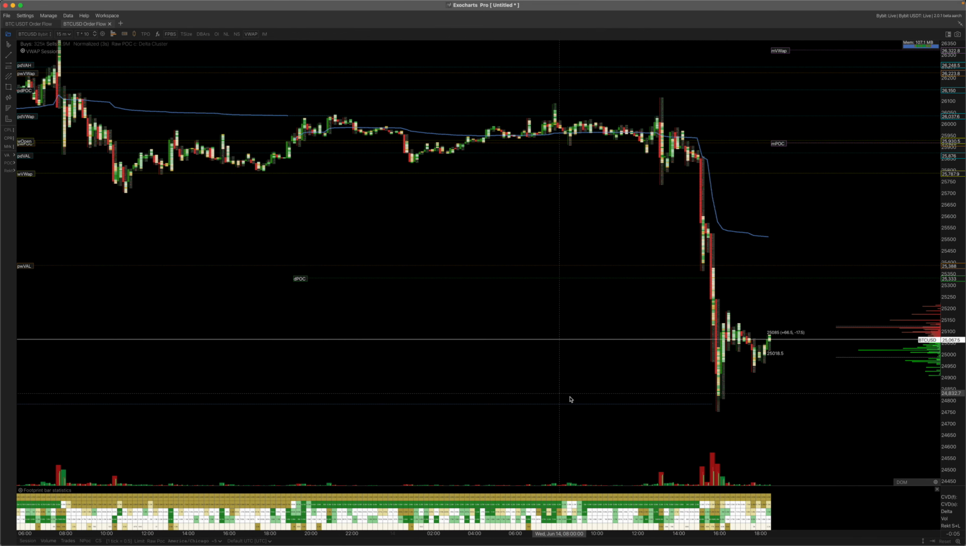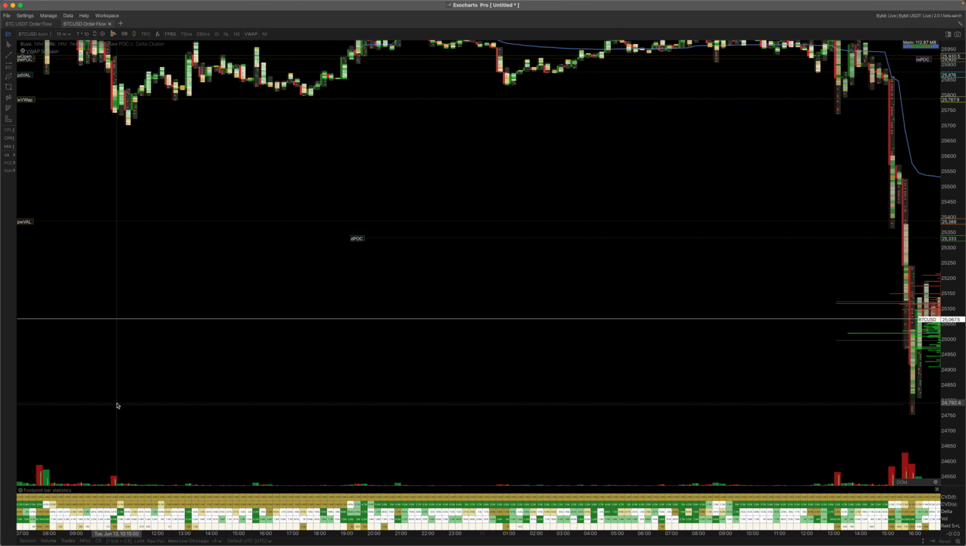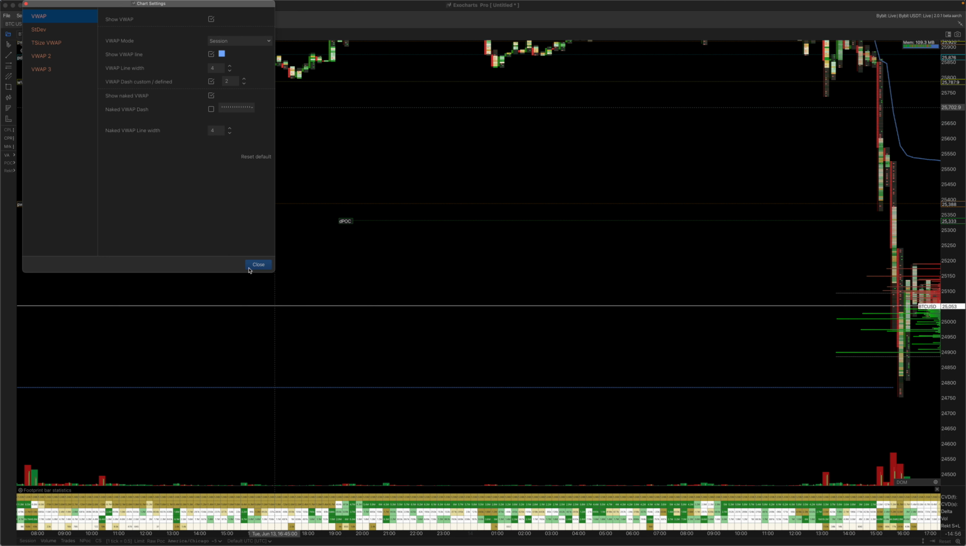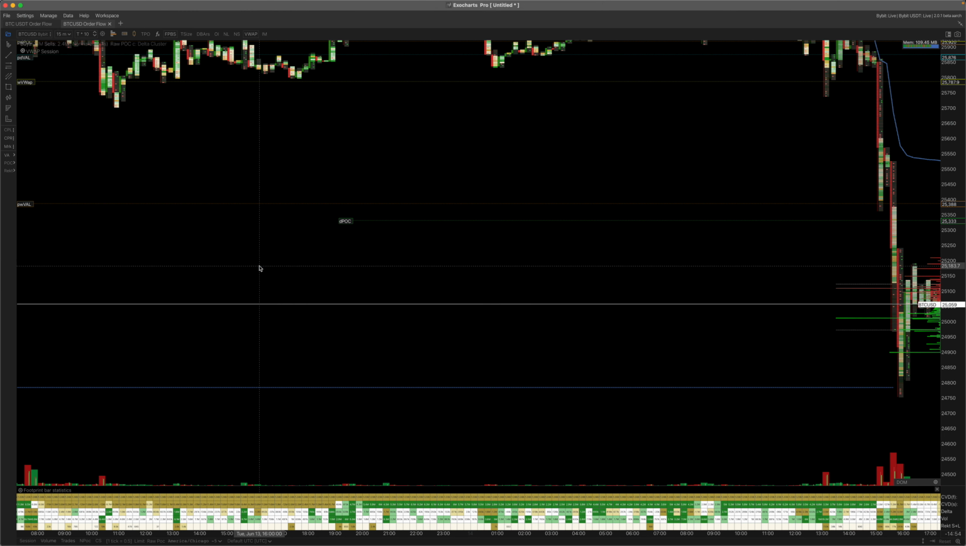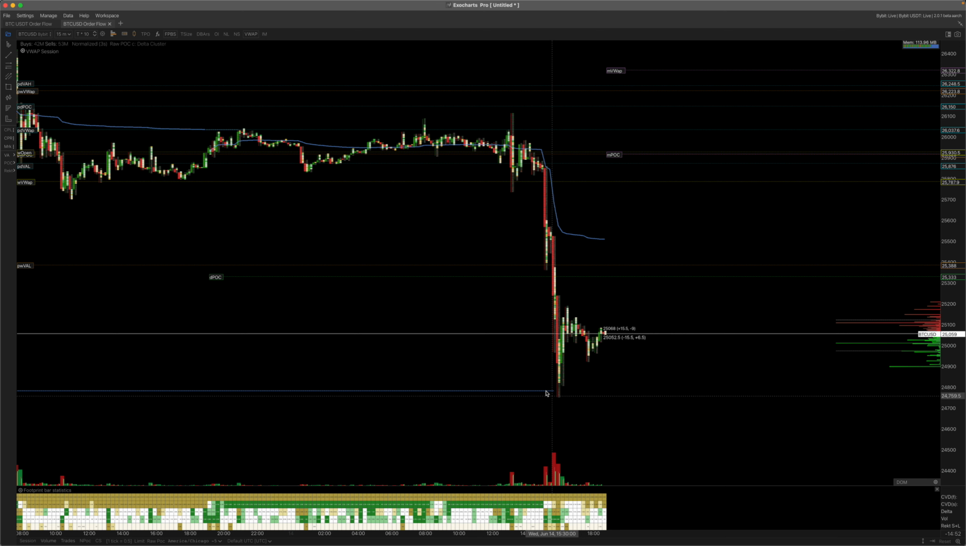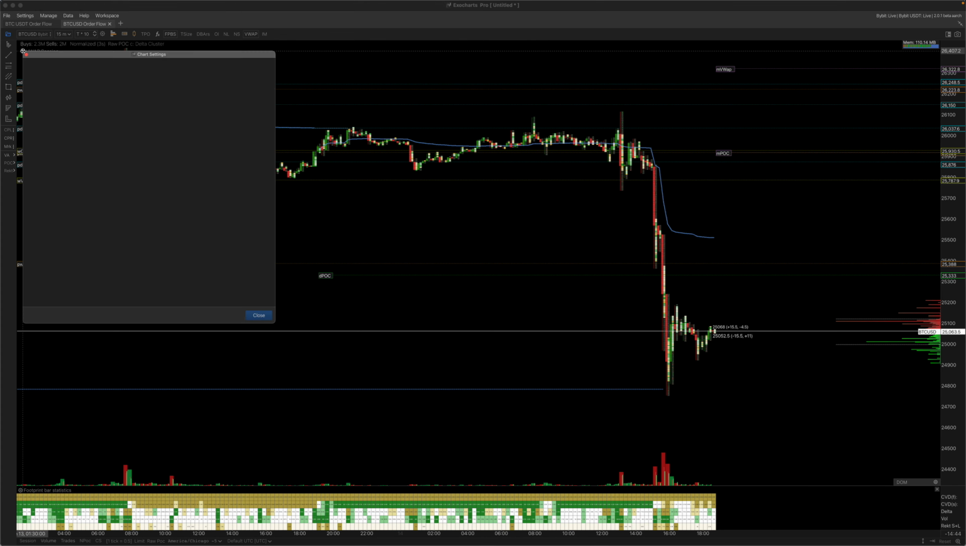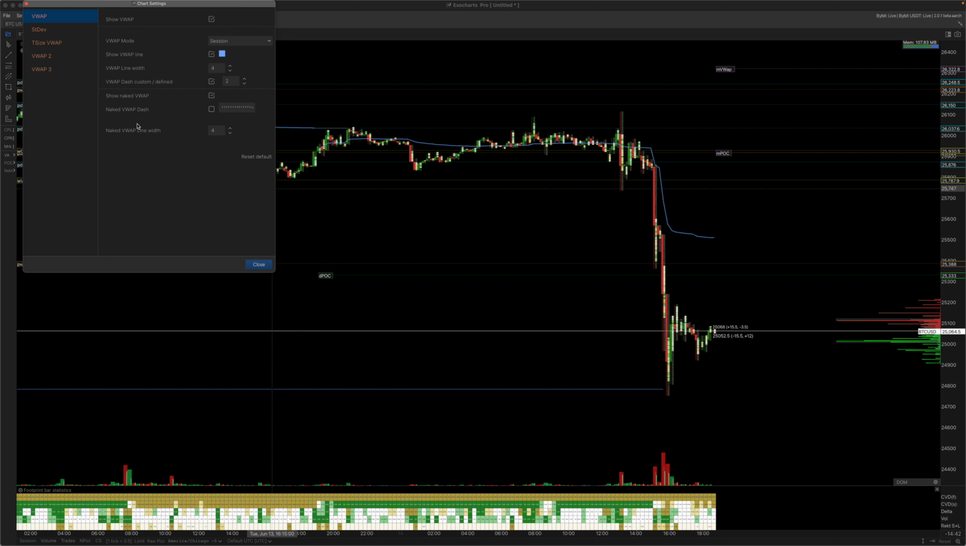So if you'll take a look at this blue line, it might be hard to see. I can make it a little more obvious there, and I'll just exaggerate it for the sake of this. So this is a naked VWAP. Just like we have naked points of control, basically it's an area that's hidden. I think it is a naked VWAP right here.